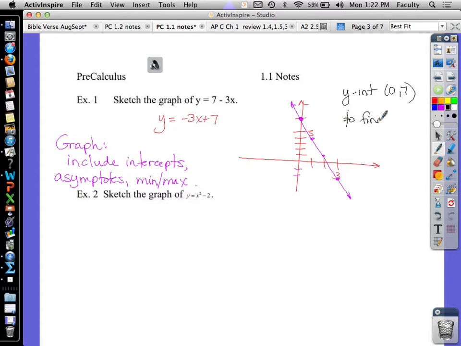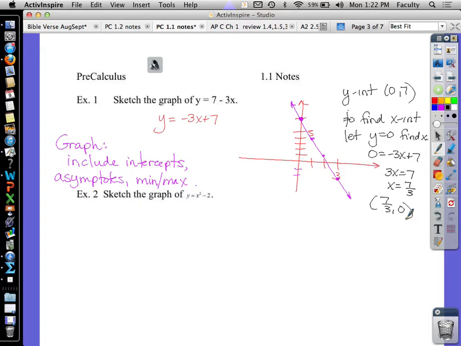So to find an x-intercept, we let y equal 0 and find x. So in our equation, we get 0 equals negative 3x plus 7. I'm going to add 3x, divide by 3, and my x-intercept is 7/3, 0. And if you look at my graph, isn't 7/3 about 2 1/3? Mine's crossing between 2 and 3 and a little bit closer to the 2. Okay? So there's no asymptotes and there's not a min-max value. So I got my intercepts here.